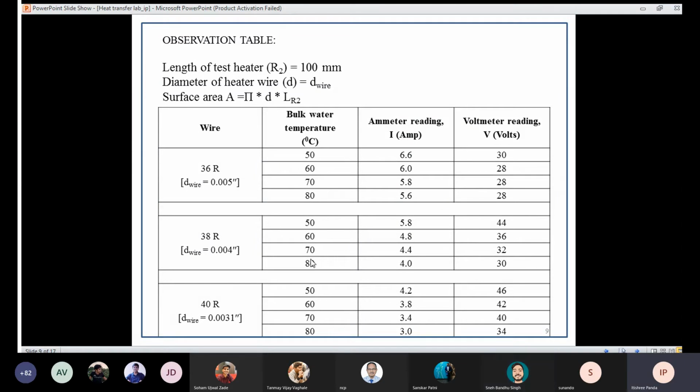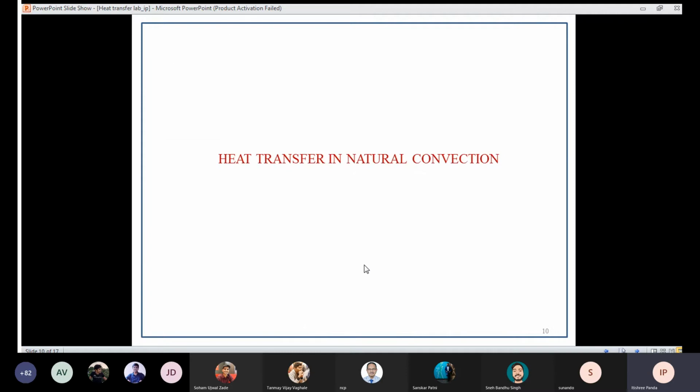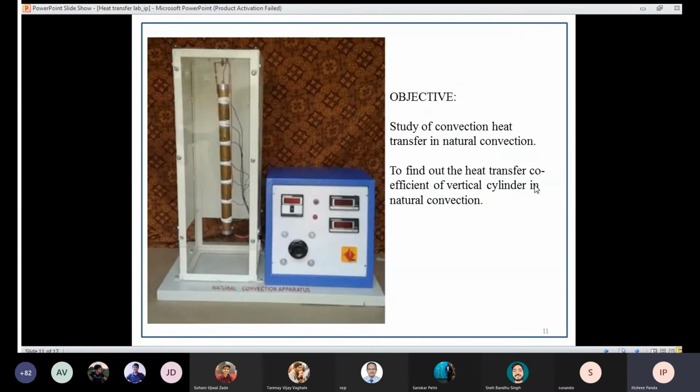Then this is your first experiment. The second one is heat transfer in natural convection. Here we will learn about natural convection, and then see how the heat transfer coefficient varies in a vertical cylinder. What we have here is a rod enclosed in a box which we can see inside all the time. These white bands are the places where the thermocouples are placed to measure the temperature. We have 7 thermocouples, and another thermocouple to measure the ambient temperature.